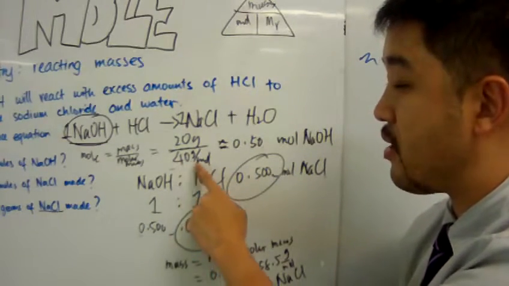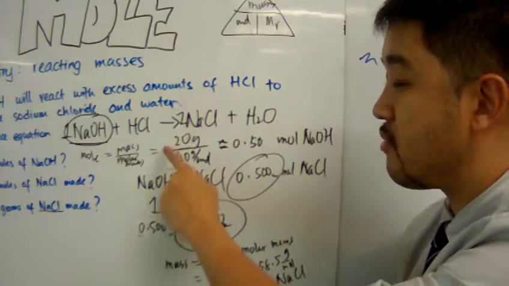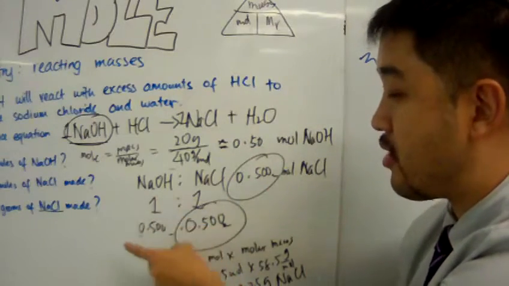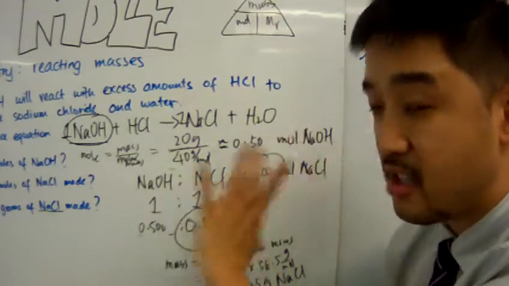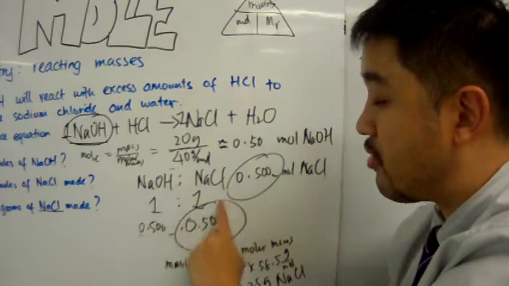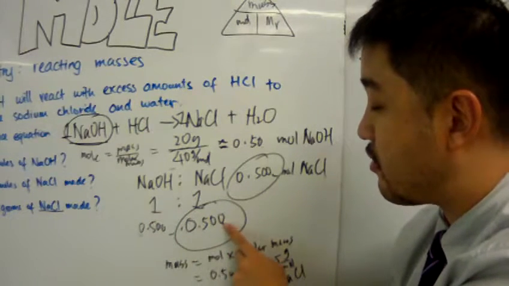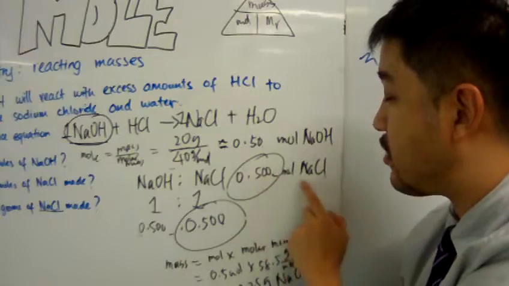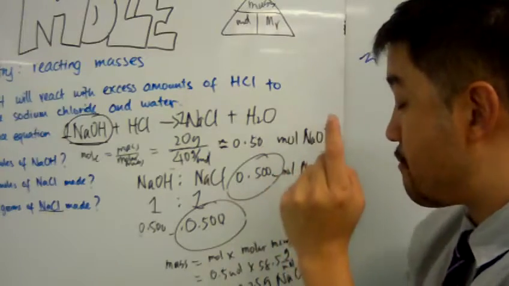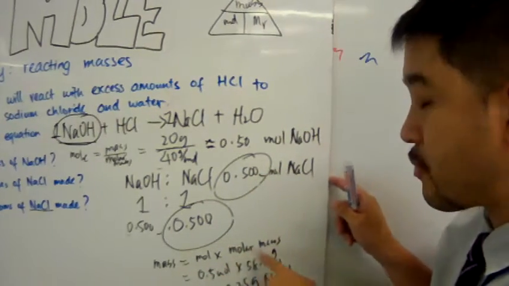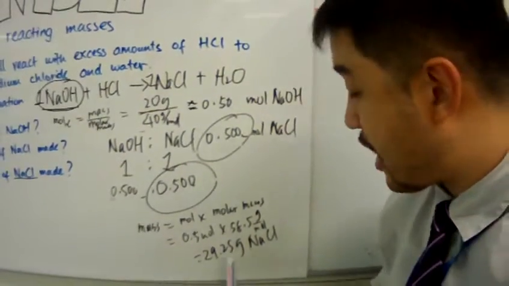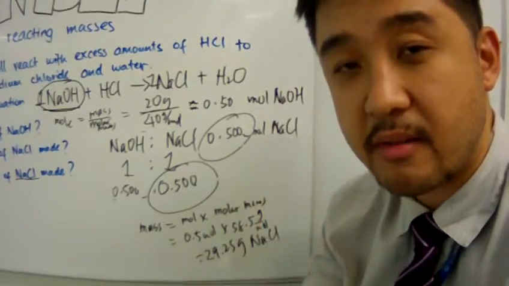The molar mass of sodium hydroxide is 40 grams per mole. You take 20 divided by that to get 0.5. The mole relationship between sodium hydroxide and sodium chloride has not changed. It's 1 to 1, taken from the balanced equation. So the 1-to-1 relationship gives a 0.5 to 0.5 mole relationship, which gives you 0.5 moles of sodium chloride. To find the mass of sodium chloride, you multiply the moles by the molar mass of 58.5, multiply that by 0.5, and you get 29.25. That's it.